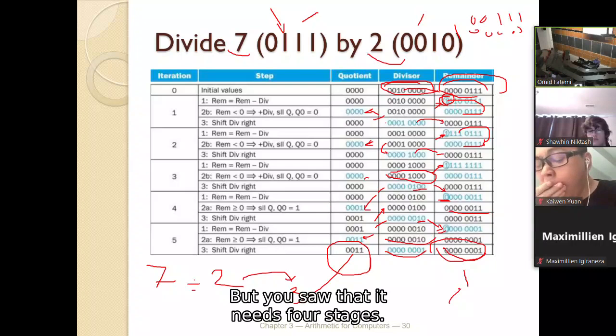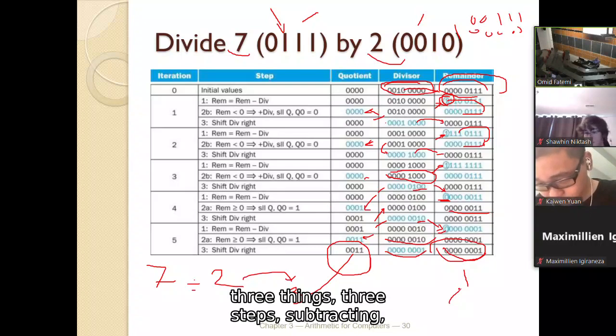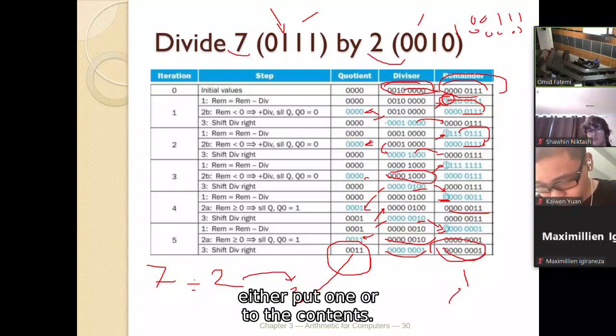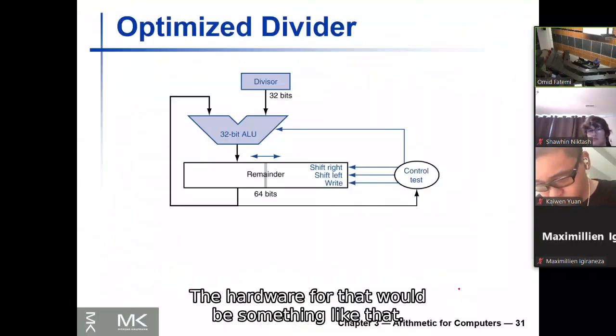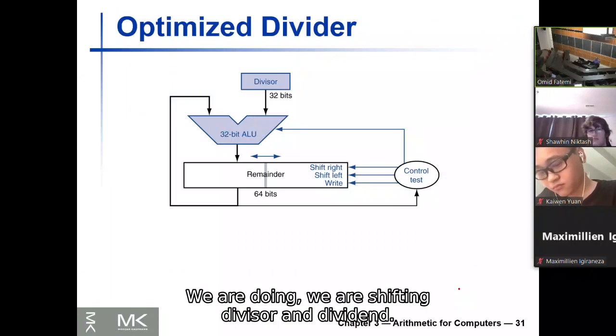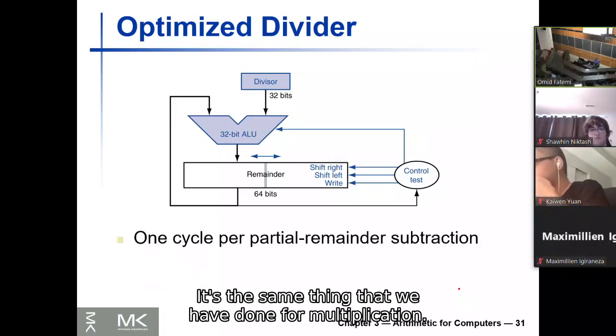But you saw that it needs 4 stages, and in each stage we are doing 3 steps: subtracting, checking if it is negative, and based on that either putting 1 or 0 into the quotient. So the hardware for that would be something like that. And then again, we are shifting the divisor and dividend. Instead of that, we can put a 1 shifter and do it again. It's the same thing that we have done for multiplication.